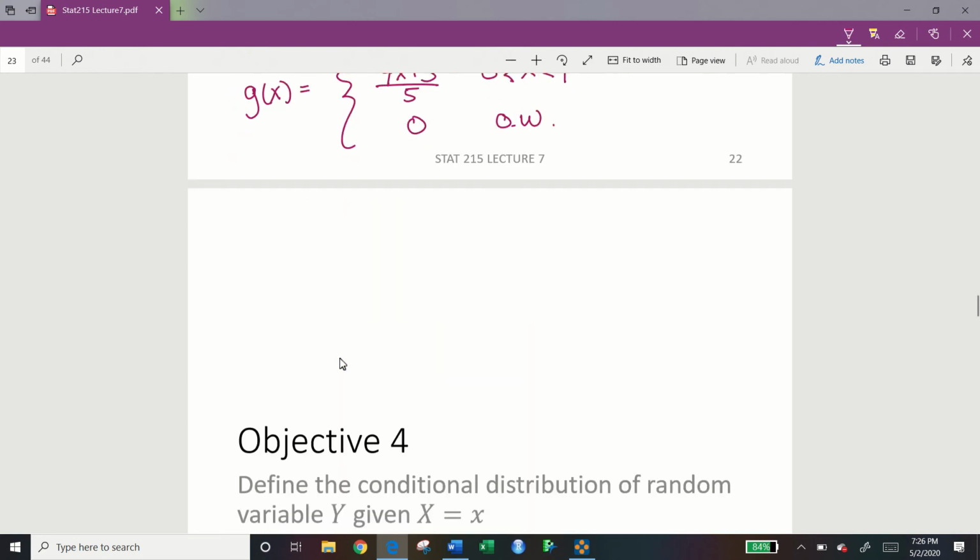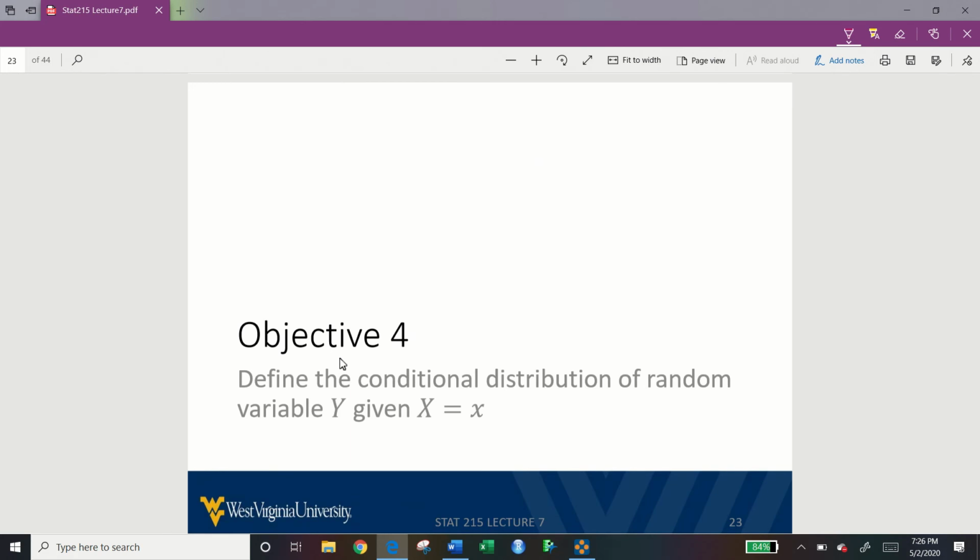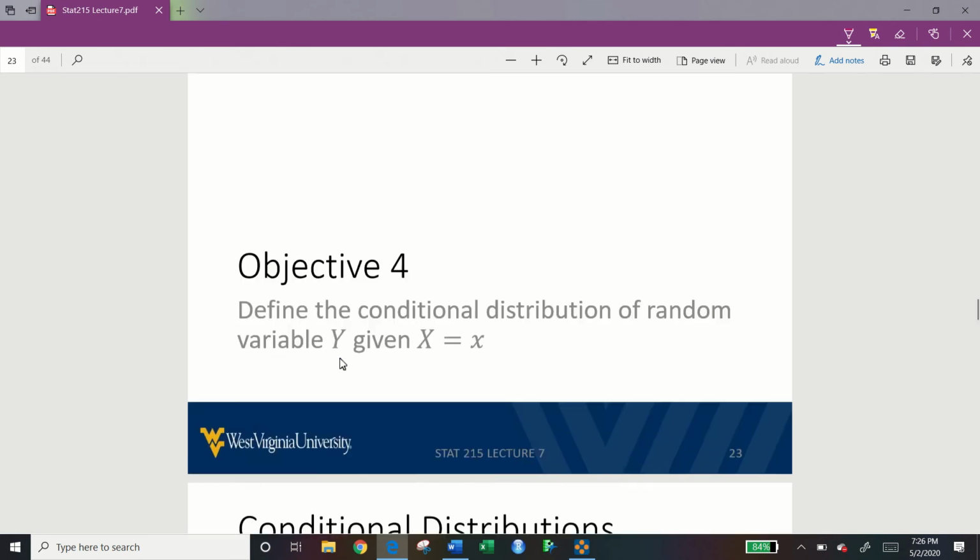Now at this point, that brings us to the end of marginal distributions and the beginning of conditional distributions. You'll see that these topics have a connection. Let's take a look.